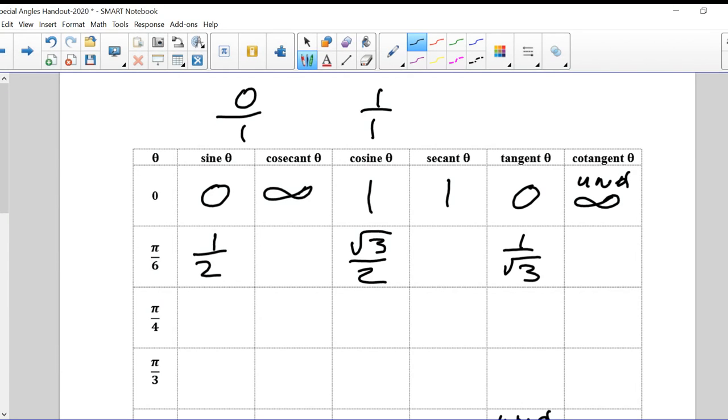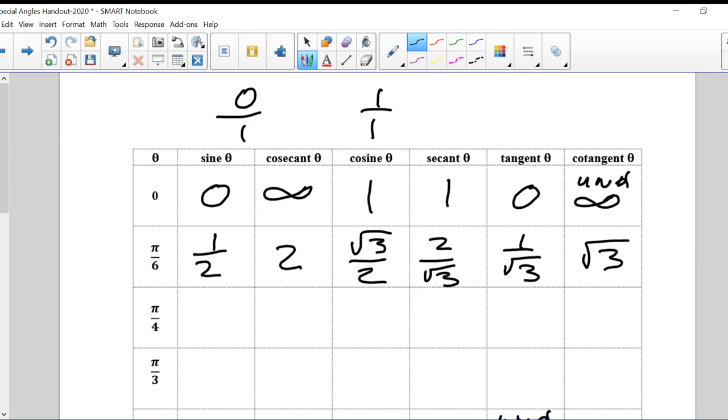Now, let's talk about the reciprocal of each of these, right? If the sine of pi over 6 is 1 over 2, what's the cosecant? It's 2. There you go, Christiania. Let's flip that number over. If the cosine of pi over 6 is root 3 over 2, then the secant is going to be 2 over root 3. And again, if the tangent is 1 over root 3, then the cotangent is simply root 3 over 1, which is just simply root 3.